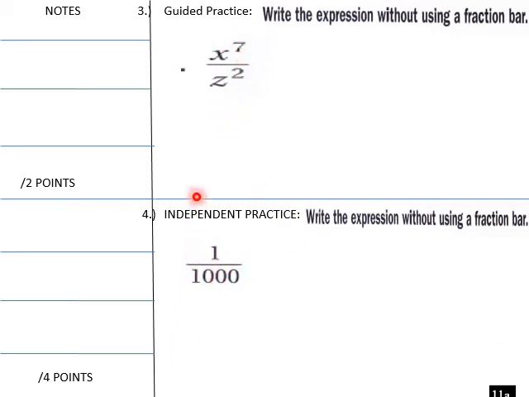Pay attention for our guided practice. It'd be x to the 7, z to the negative 2. This flips up into the numerator. All this is over 1. This flips up because now it's z to the negative 2, x to the 7th power.